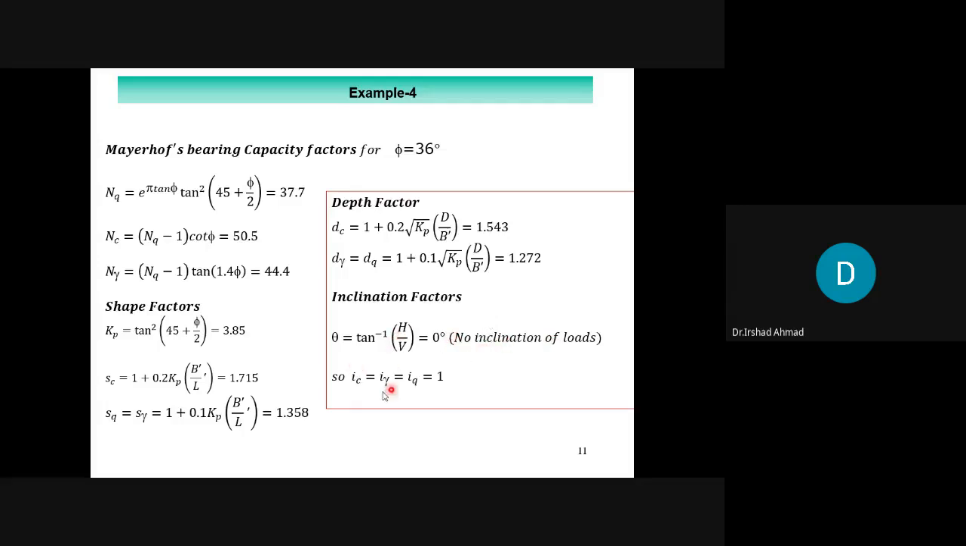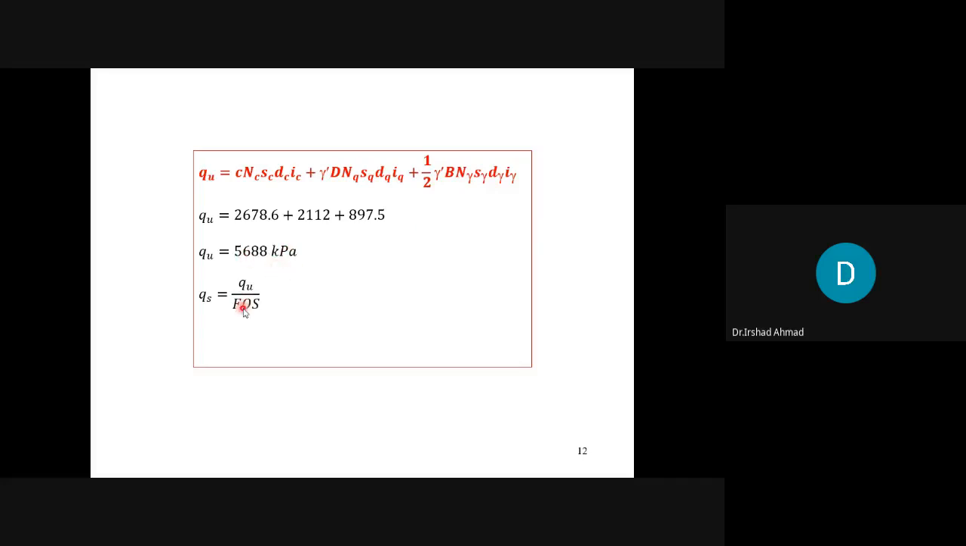No inclination of load, so all factors are 1. Now put all these values in the Meyerhof bearing capacity equation. Write the Meyerhof bearing capacity equation. Put in all the values, you will get these. So complete this problem so that we move on to the next problem.